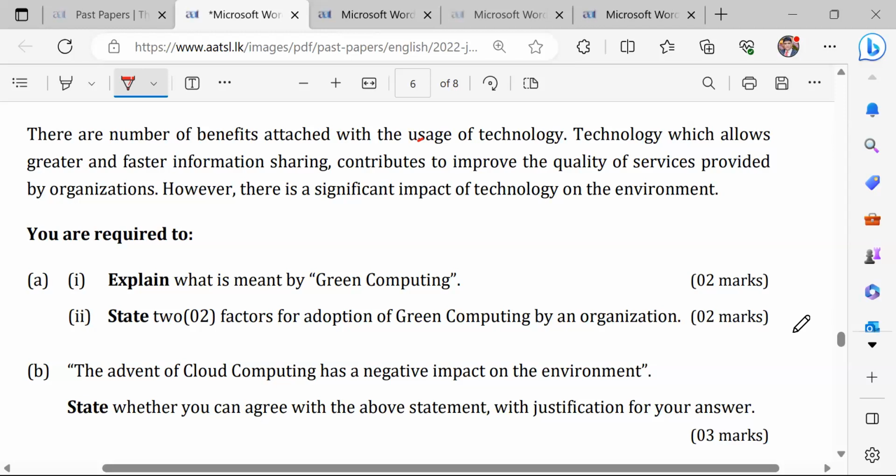State 2 factors for adoption of green computing by organizations. Why? It's asking for reasons. We have given different reasons in chapter 2.